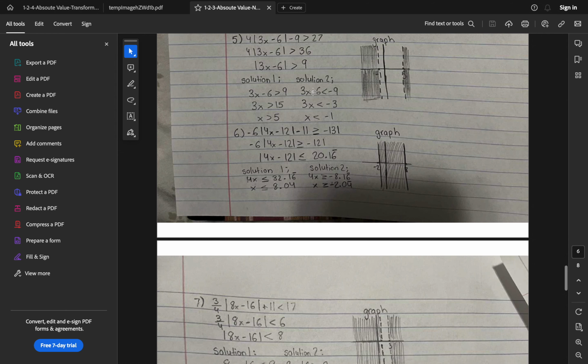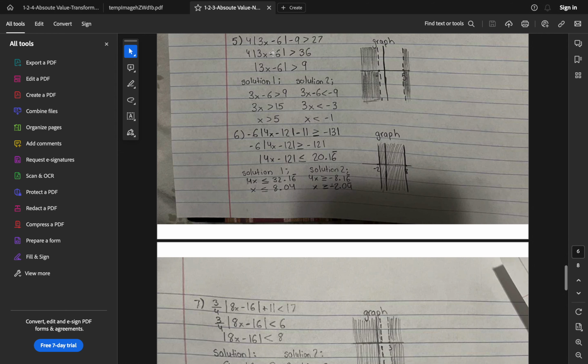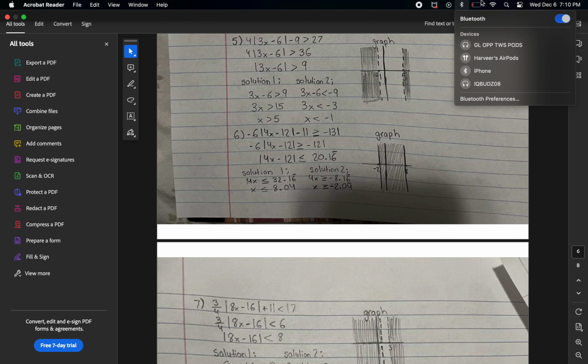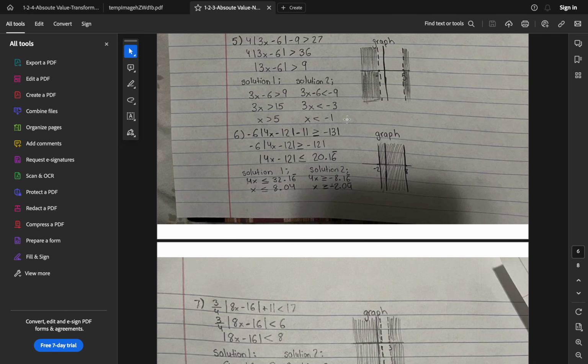Any value greater than 5, any value less than negative 1. On question number 5, we have 4 times the absolute value of 3x minus 6, minus 9, is greater than 27. I'm just going to speed through this. It ends up isolating that 3x minus 6 is greater than 9. Solution number 1 gives us x is greater than 5. Solution number 2 gives us x is less than negative 1. The graph shows that x cannot be between negative 1 and 5.